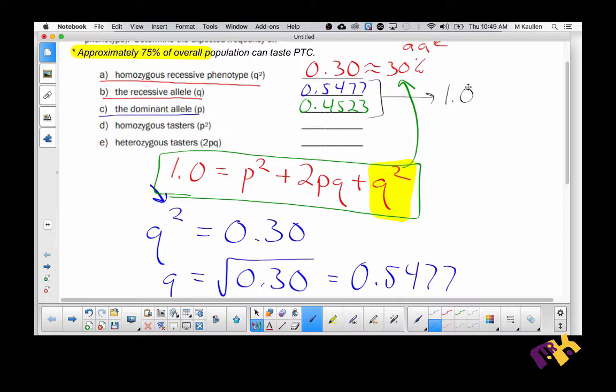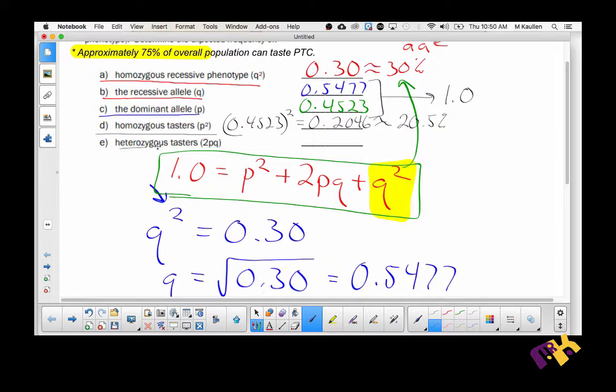What about the frequency for homozygous tasters? Well, that's just P squared. So we know what P is. It's 0.4523. So we're going to simply take our 0.4523 and, you guessed it, square it. And that's going to give us the frequency of the homozygous tasters, or roughly 20.5% or so.